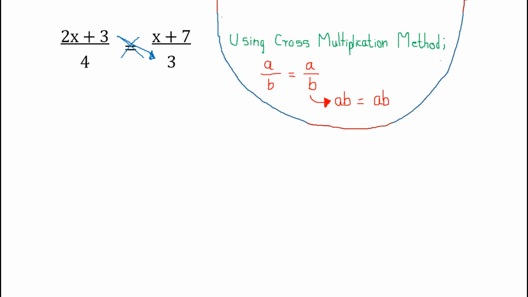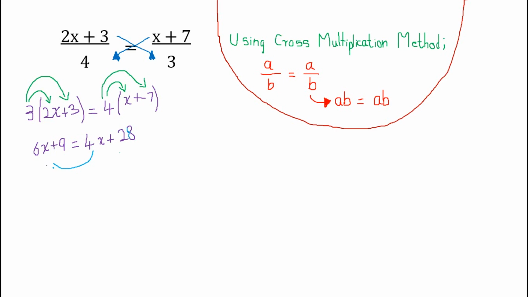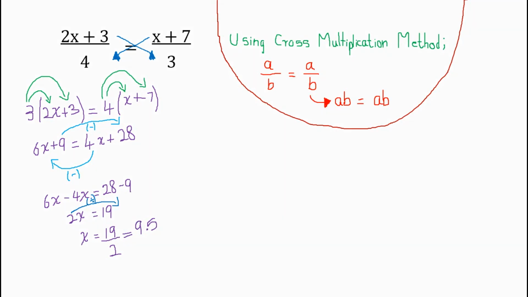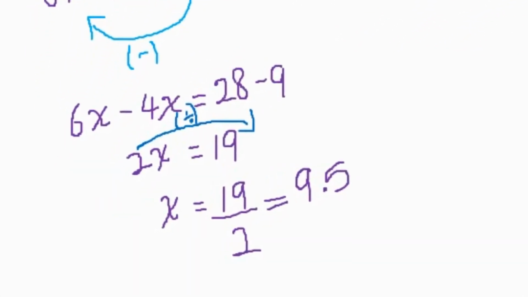Now when we apply this technique to the equation, we get 3 times 2x plus 3 equal to 4 times x plus 7. That will be equal to 6x plus 9 equal to 4x plus 28. Now when you subtract by taking the 4x to the left hand side and 9 to the right hand side, you get 2x equal to 19. Well, to find x, we divide 19 by 2. Then we get the value of x as 9.5 in decimal form and 19 divided by 2 in fraction form.